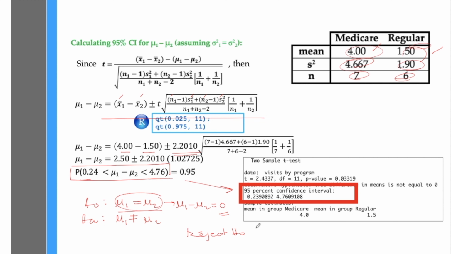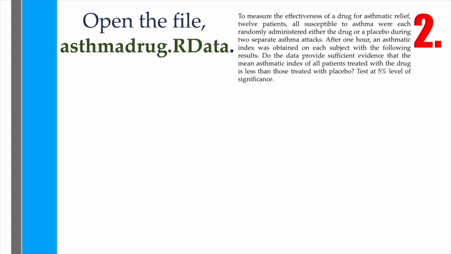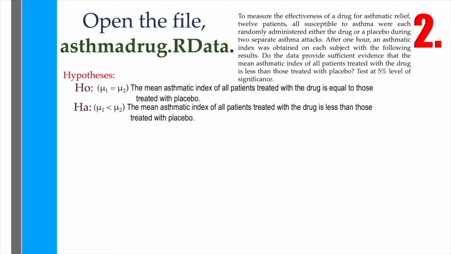So that is why our claim was in favor of the alternative hypothesis. In item number 2, our null hypothesis was that the mean asthmatic index of all patients treated with the drug is equal to those treated with the placebo, and the alternative hypothesis is that the mean asthmatic index of all patients treated with the drug is less than those treated with placebo.